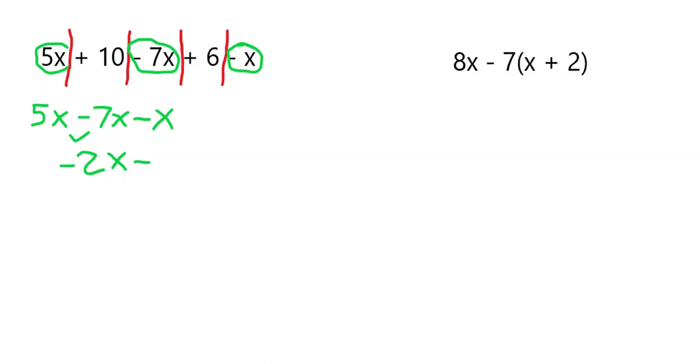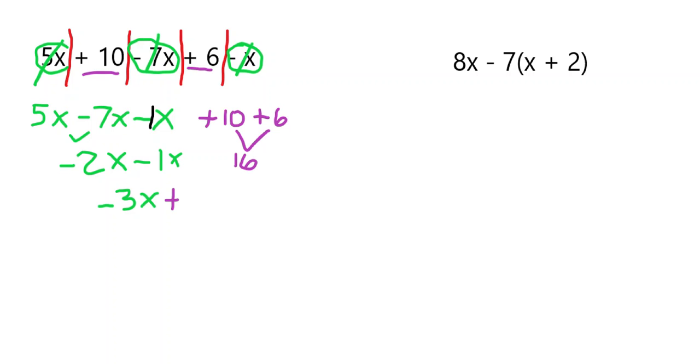But there's no number in front of the negative x. When there's no number, we know that there's really a 1. So really this is minus 1x. So negative 2x minus 1x gives me negative 3x. So I'm done combining those, and I'm left with 10 and plus 6. And I can combine those because they're just numbers. 10 plus 6 gives me 16. It's a positive 16, so I put a plus. So my final answer is negative 3x plus 16.